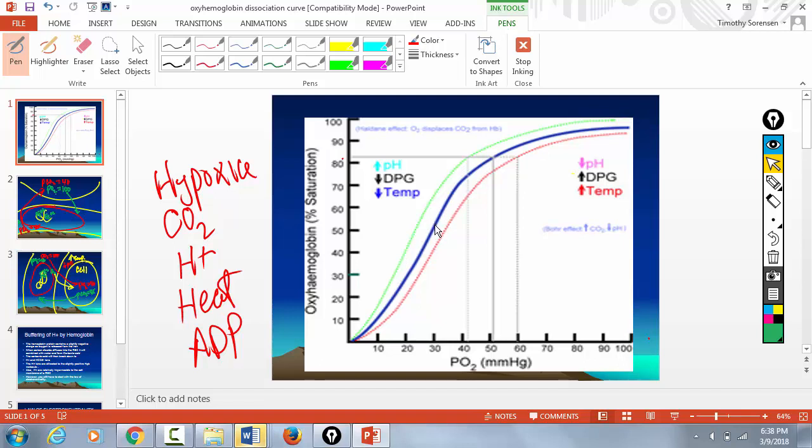I'm willing to give 200 extra credit points right now if you will legally change your name to oxyhemoglobin dissociation curve. It has to be the whole thing. Can't be oxhem dis curve.